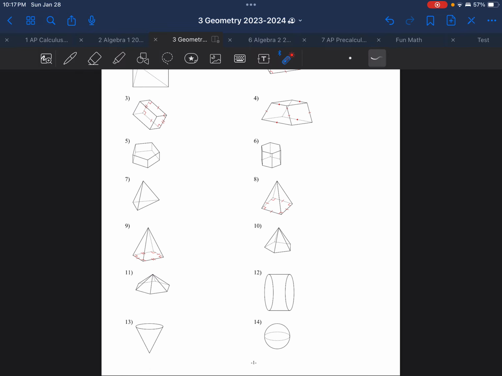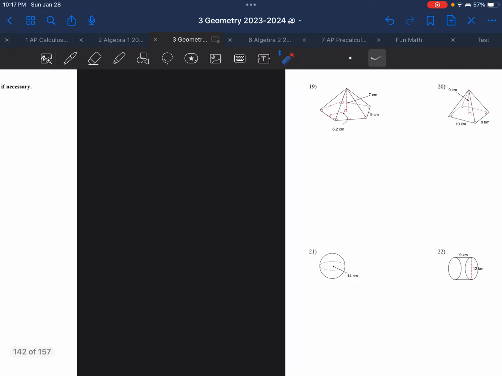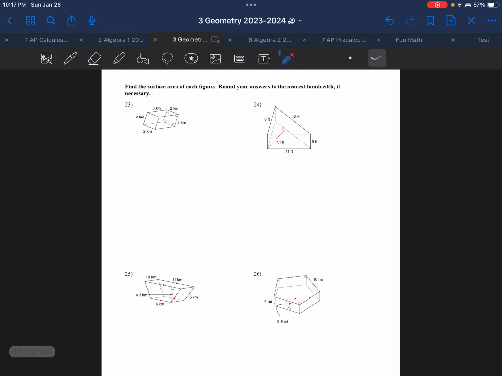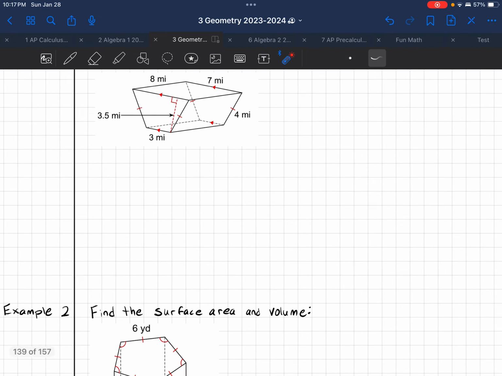I've given you every possible shape for the first few questions, and then I give you some volume questions, and then some surface area questions. So I've given you 30 questions. It's a really big assignment today. You guys can do this, though, because you guys are pretty bright.